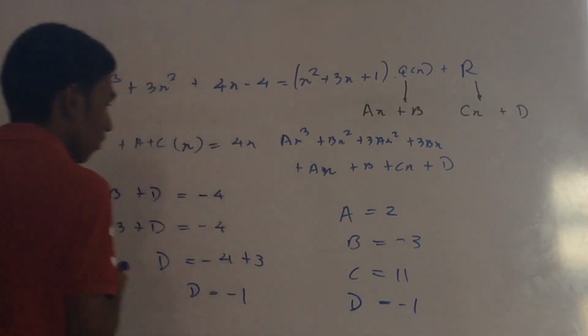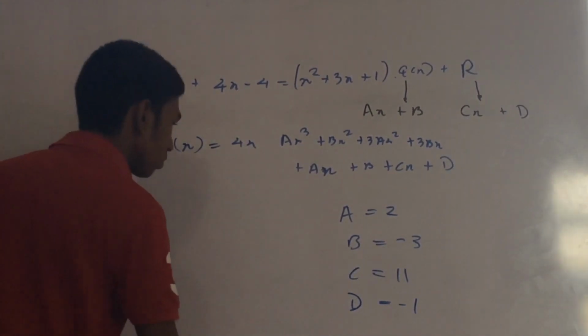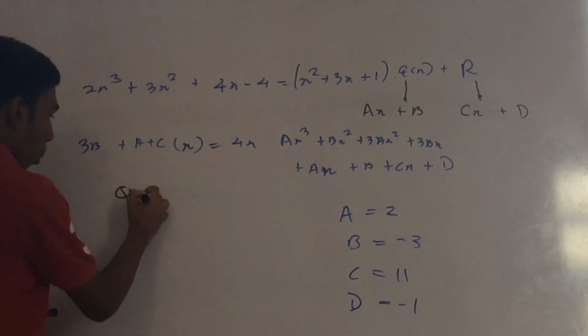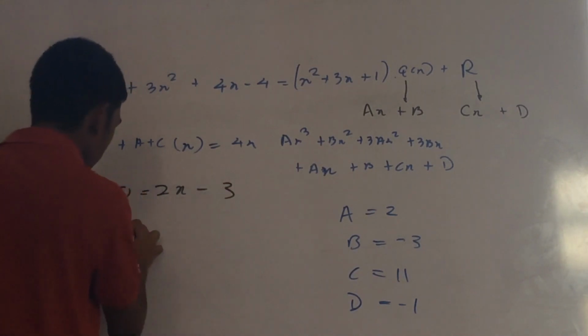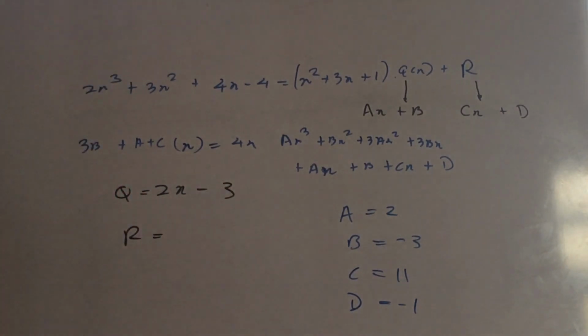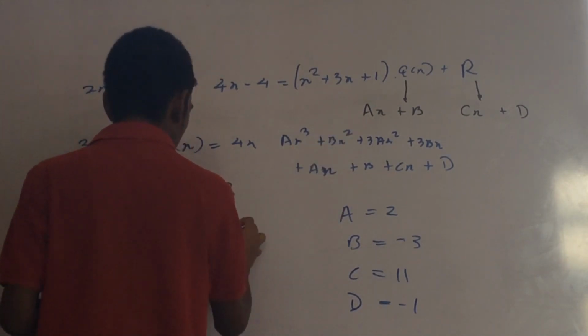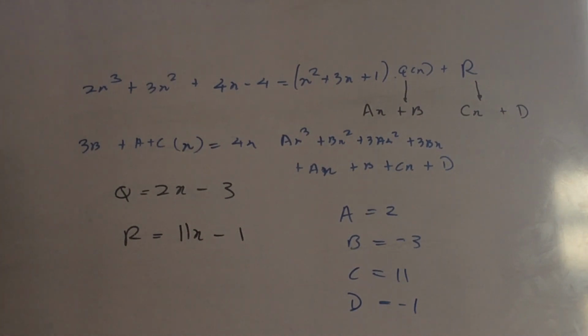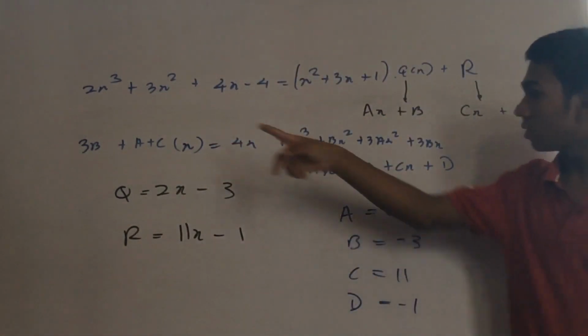Here we can write the quotient and remainder. Quotient is ax plus b. So a is 2, 2x. b is minus 3, so 2x minus 3, and the remainder is cx plus d. So c is 11, so it will be 11x, and d is minus 1. So the remainder is 11x minus 1, quotient is 2x minus 3. So you can check, these are the same answers we got when we solved the same sum using the factor theorem.